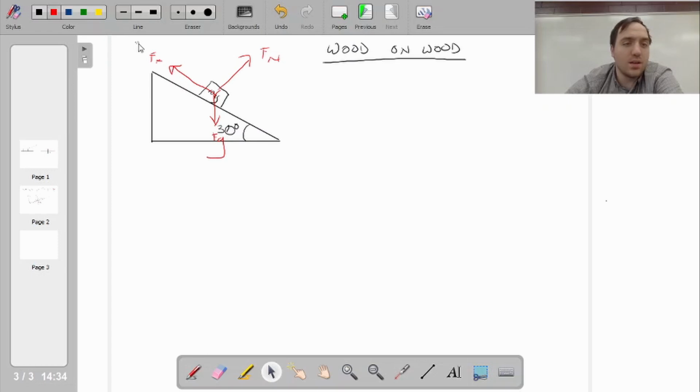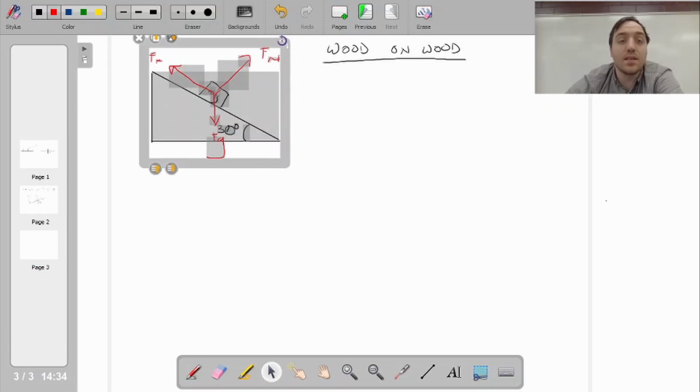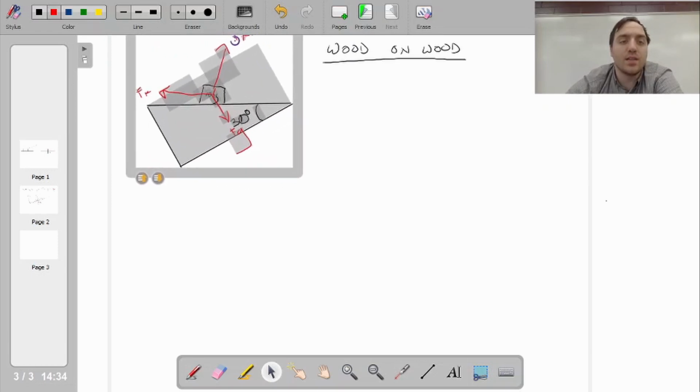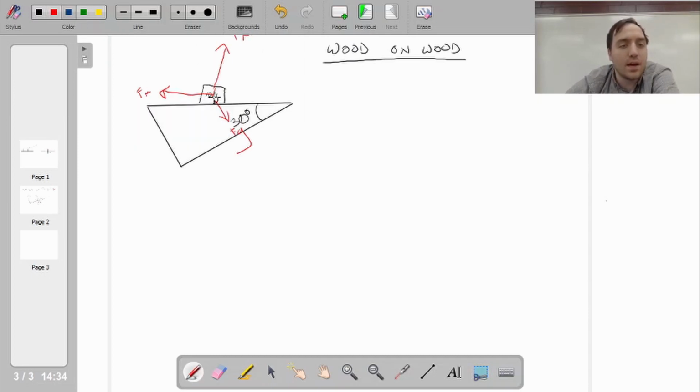I could solve it like so, but that's going to be messy. So instead I just rotate it on its side so that my normal force is straight up and down, despite my awful drawing of it. My frictional force is directly to the left, and the only one I have left over is force gravity that I need to split up.